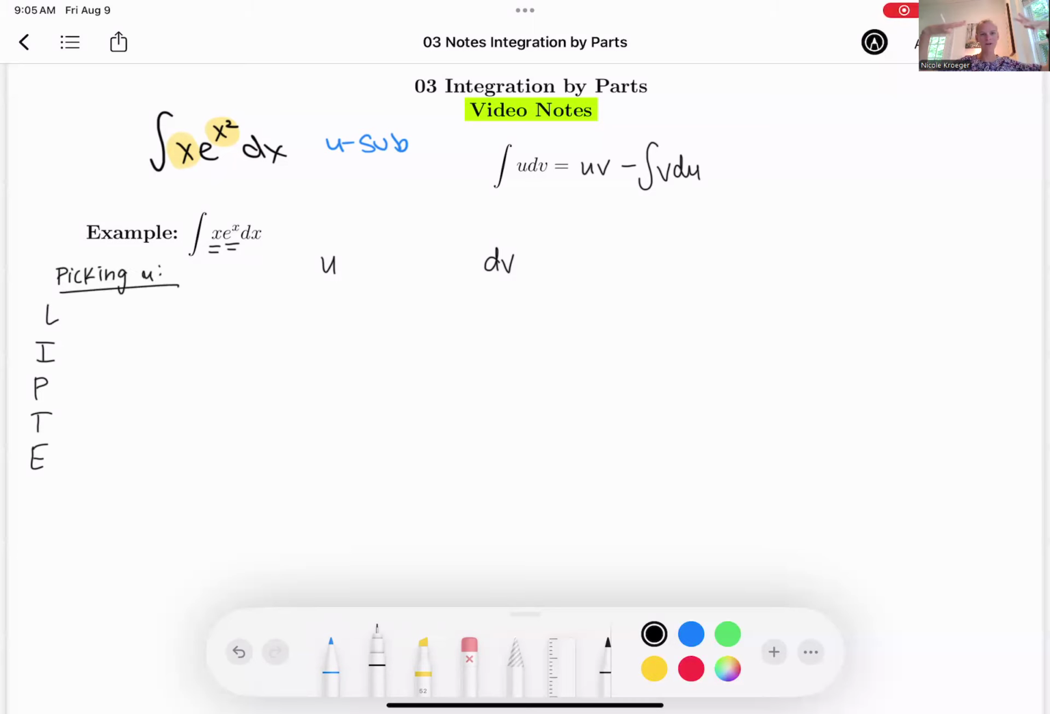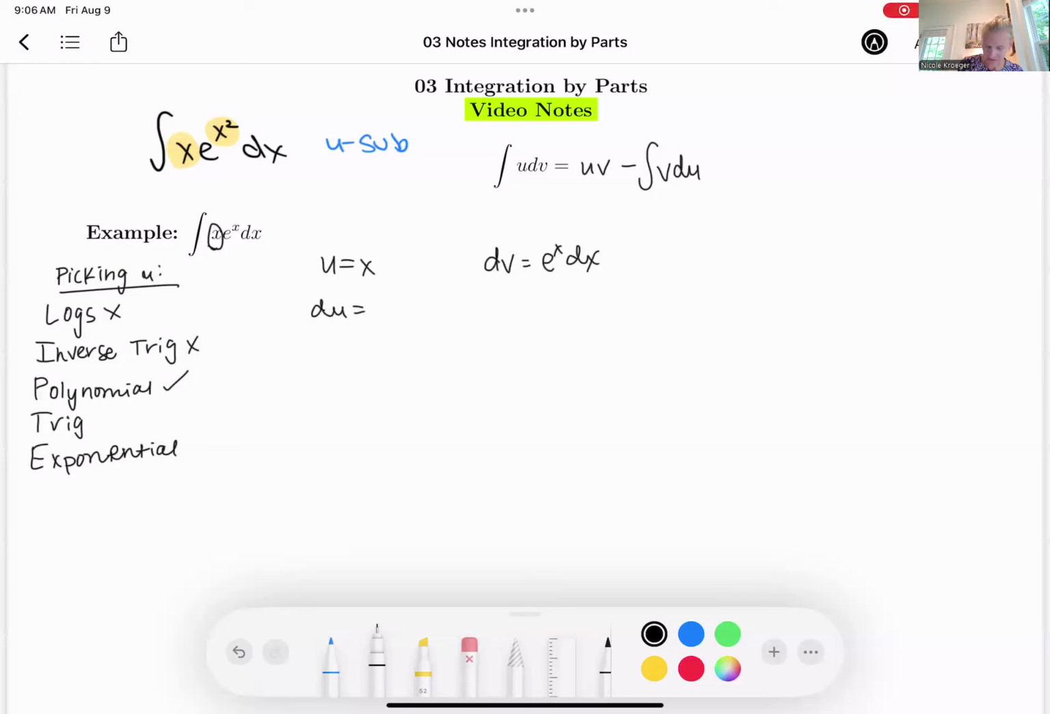And so we pick the first thing that appears on this list in our integral. L is logs, I is inverse trig, P is a polynomial, T is just a general trig, and X is exponential. You can spell exponential correctly. Sorry, guys. So we look down this list. We don't have a log in this expression. We don't have an inverse trig function, but we do have a polynomial. x is a polynomial. So we pick x to be our u because it was the first thing that appeared on this list. And so that leaves our dv to be e to the x dx.